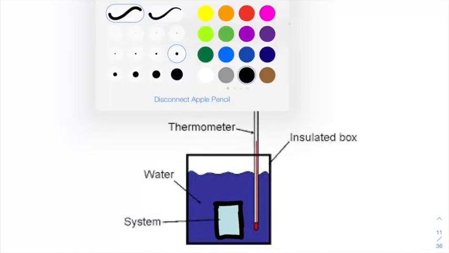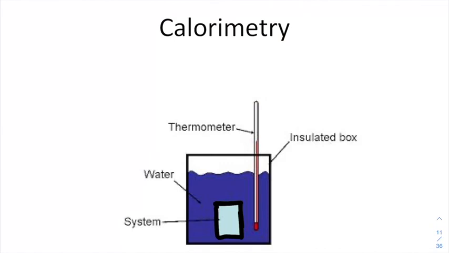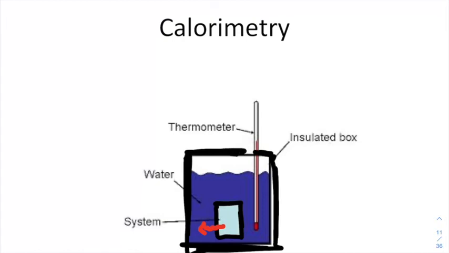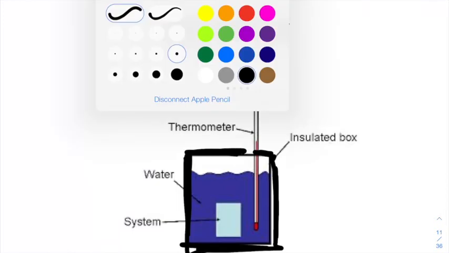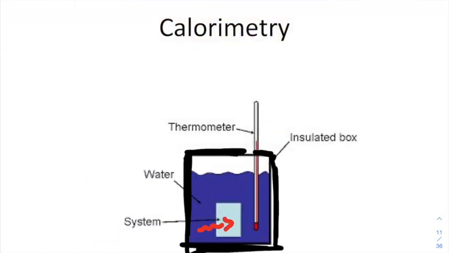And the idea is any heat that is lost by the system is going to be gained by the water. But because this is an insulated box, it's going to be stopped by the walls of this box. So if we were to measure the change in temperature for the water, we could figure out how much energy was lost or it could be gained by the system. And it would be gained if this arrow was going the opposite way, if the system was actually taking in energy. Although it's much easier to calculate it when it is giving off that energy.